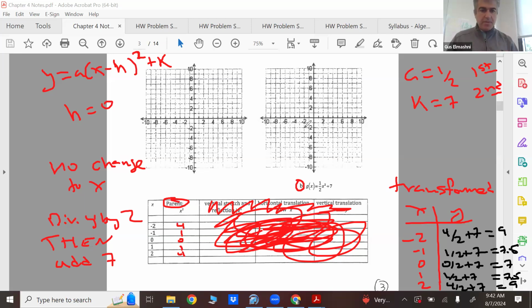So just plot those points. -2 comma 9. It's really high. 7.5 and 1. And of course 7. It does look a little fatter, right? It looks a little wider than y equals x squared. And it's shifted up, right? It's up by 7 units. So now you're kind of seeing the numerical and graphical connection, right? That's kind of important.